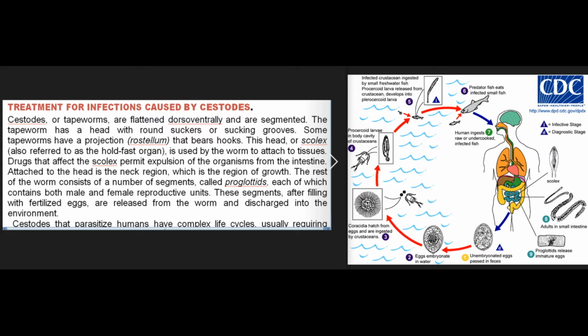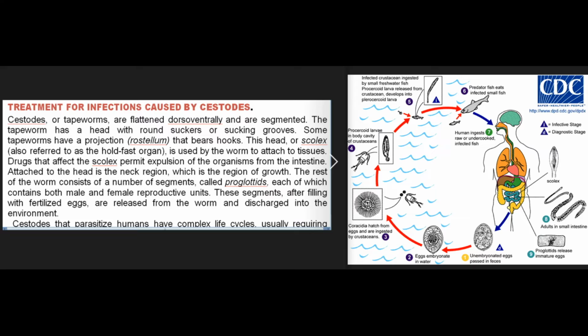Drugs that affect the scolex permit expulsion of the organisms from the intestine. Attached to the head is the neck region, which is the region of growth. The rest of the worm consists of a number of segments, called proglottids, each of which contains both male and female reproductive units. These segments, after filling with fertilized eggs, are released from the worm and discharged into the environment.